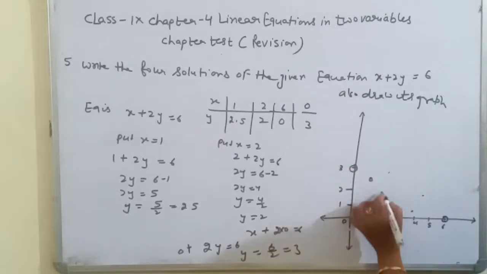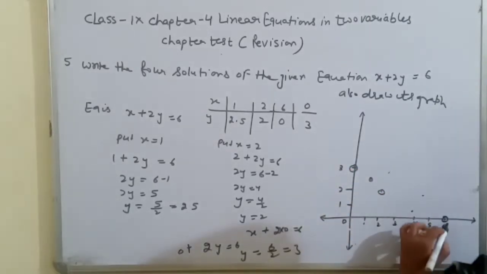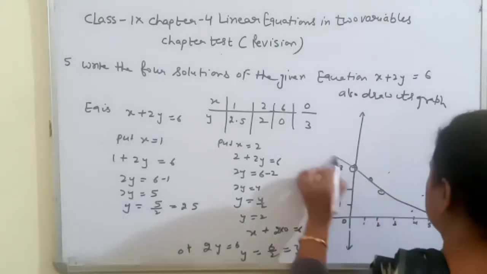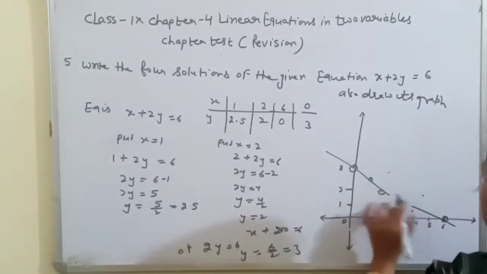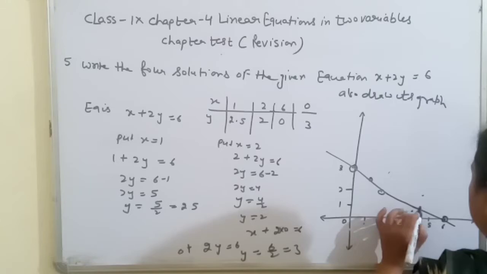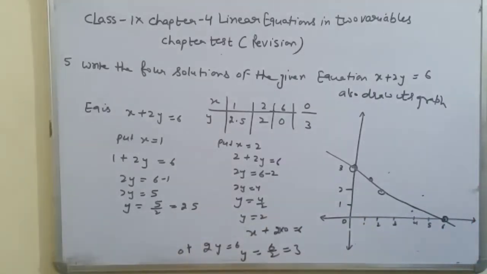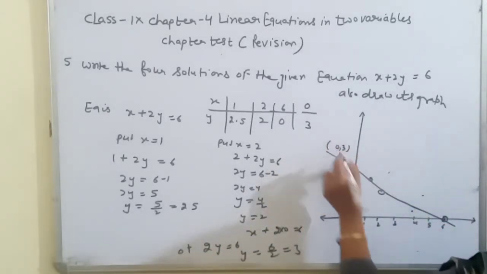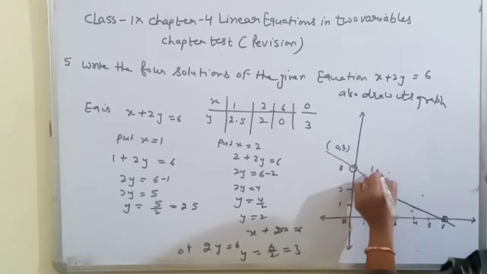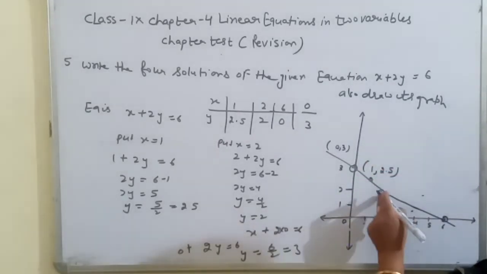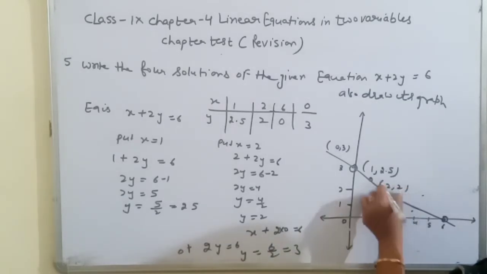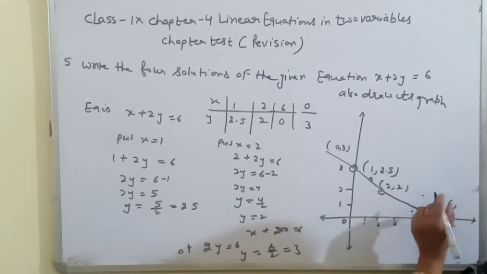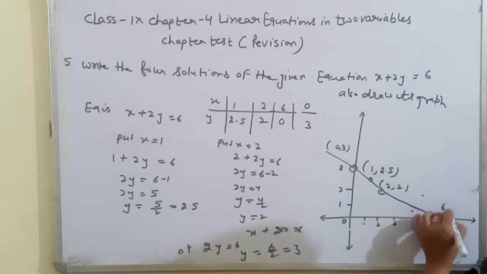Now we have to draw these points. When we draw, we will get a straight line. Here you can see there is a bend in my line, but when you use the graph sheet, you will get the exact solution. First one is when x is 0, y is 3, and second one is when x is 1, y is 2.5, x is 2, y is also 2, x is 6, y is 0.